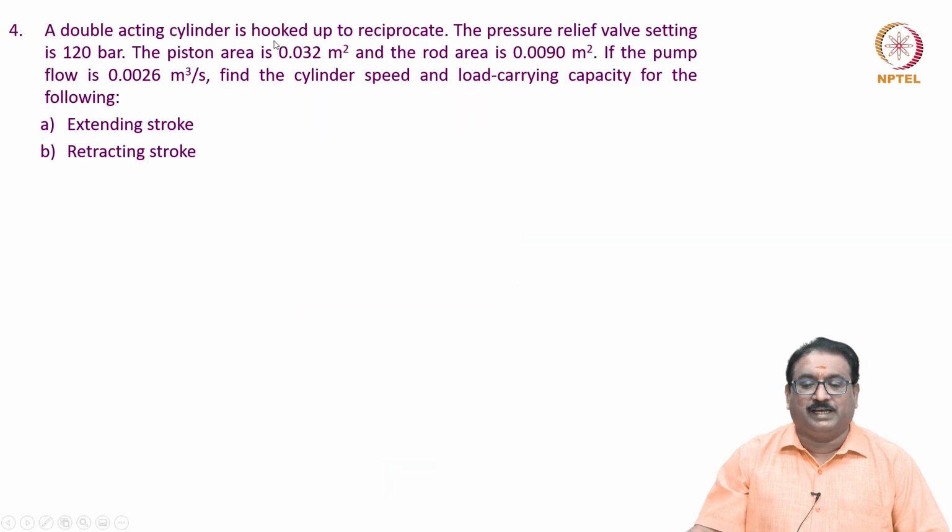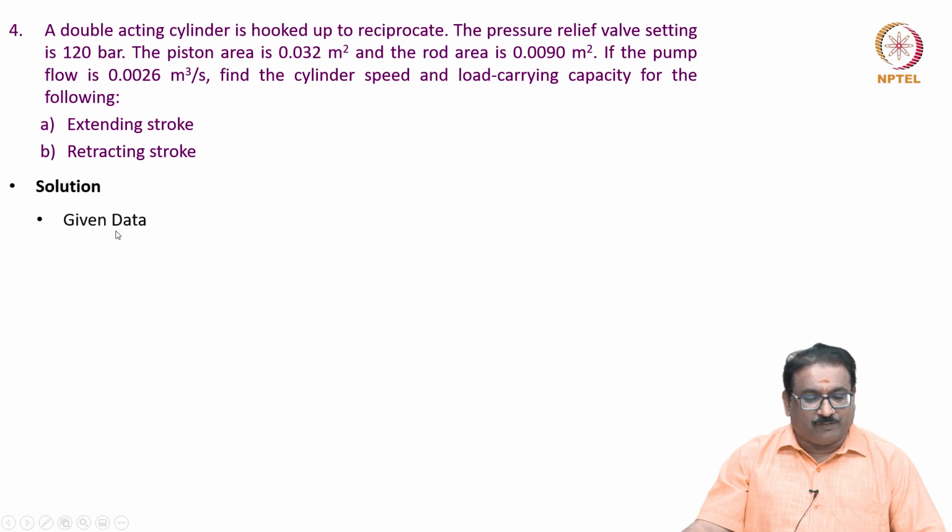A double acting cylinder is hooked up to reciprocate. The pressure relief valve setting is 120 bar. The piston area is 0.032 meter square and the rod area is 0.0090 meter square. If the pump flow is 0.0026 m³ per second, find the cylinder speed and load carrying capacity for the following, meaning for extending stroke as well as retracting stroke. So, quickly we list out the given data.